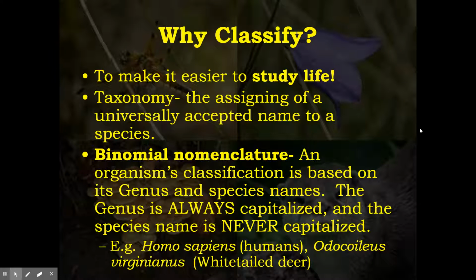Odocoileus virginianus, that is the white-tailed deer. Odocoileus is the genus, and virginianus is the species. Every single living organism has a binomial nomenclature name that they came up with.